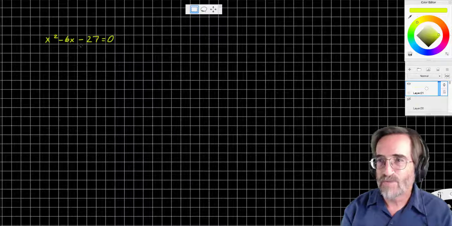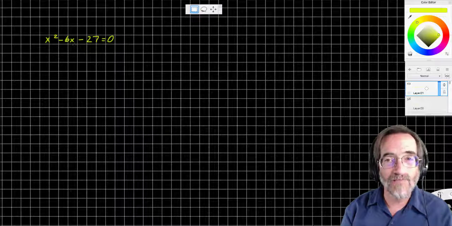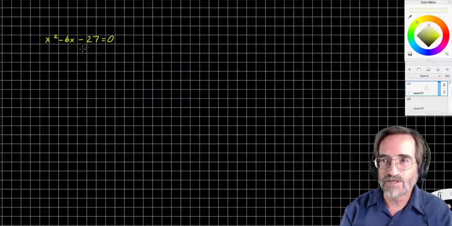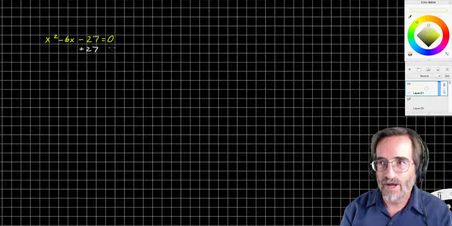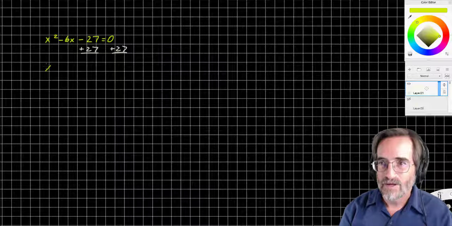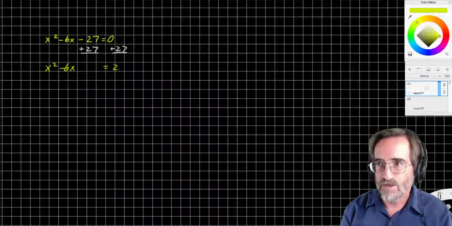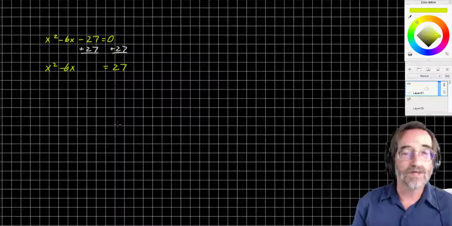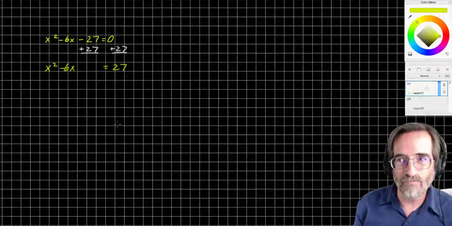I'm going to start by getting anything that doesn't have an x over to the other side. In this case, that's minus 27. So I'm going to do the opposite of minus 27. I'm going to add 27 to both sides of the equal sign, keeping balance in the equation. So x squared minus 6x equals 27. And you're going to see shortly why I did that. It's going to allow the next step.